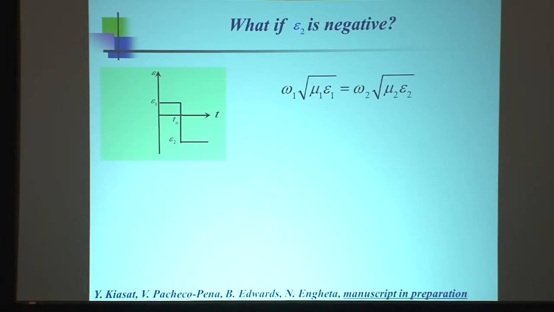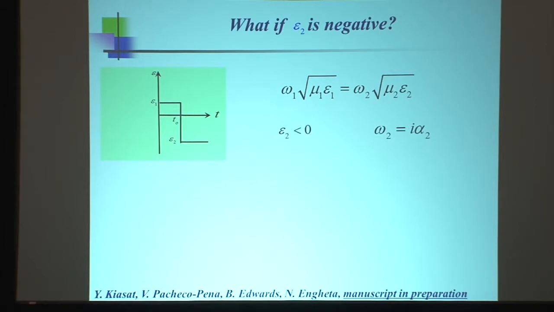Now it's interesting. Let's go back to this. We know that this condition should be satisfied. But here is an interesting possibility. If epsilon 2 becomes negative, remember these are all positive, of course, here. But if epsilon 2 becomes negative, that becomes purely imaginary. That means omega 2 should become purely imaginary. So in other words, what happens to that wave?